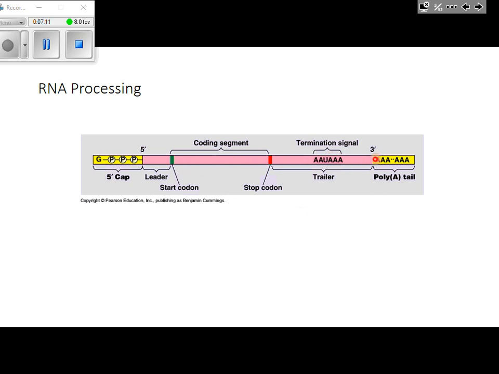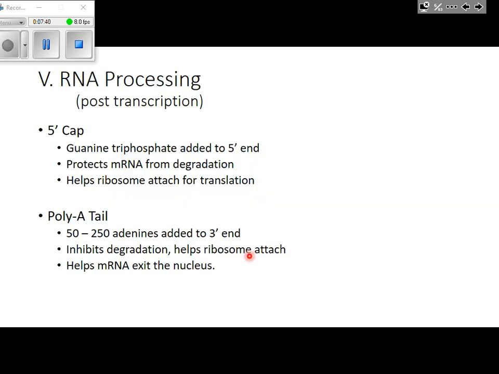It would be like you trying to read a sentence from right to left, and it wouldn't make any sense. It would just be a garbled message. So we want the ribosome to attach to the 5' end and then read in a left to right direction, or a 5' to 3' direction. And so the 5' cap is sort of like a signal that says, hey, ribosome, you need to attach on this end. Don't attach down here where the poly A tail is.